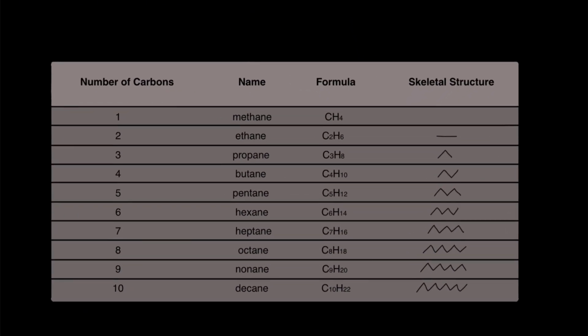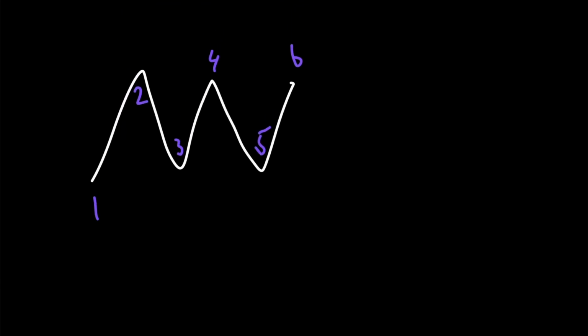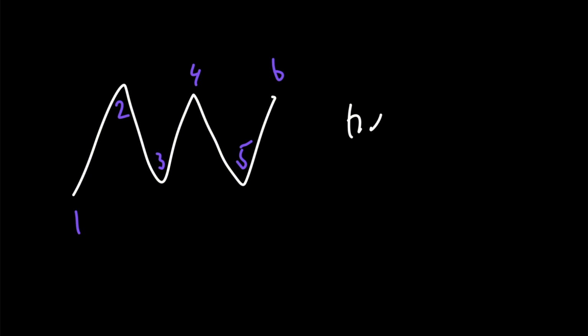If we look at this chart here, this chart is very important, so you can take a picture of this, but I'll be referencing it throughout the video, and this is very important to memorize. But 6 carbons, that's going to be hexane. So this molecule is going to be hexane.